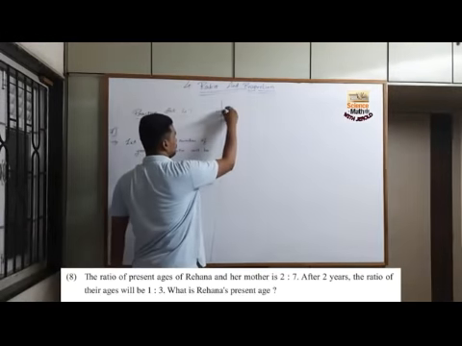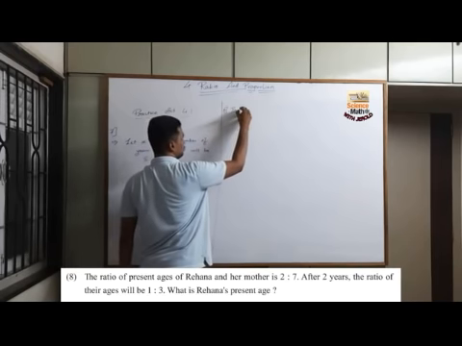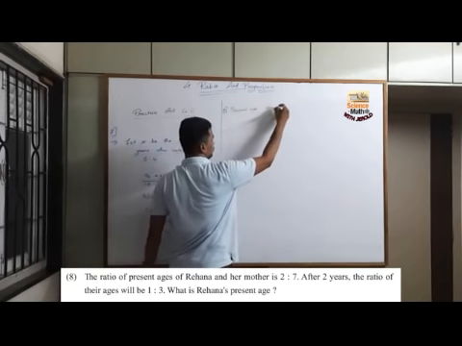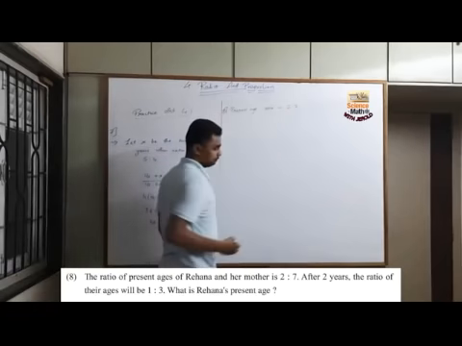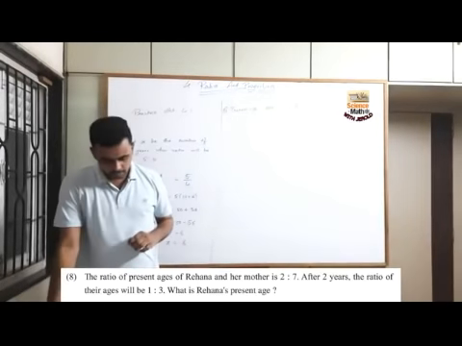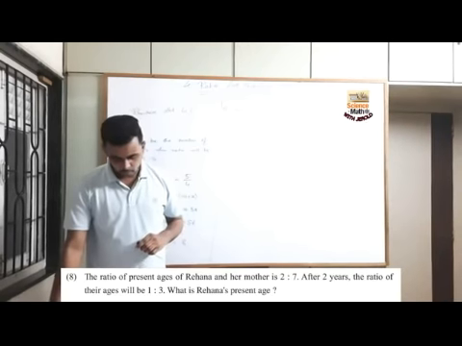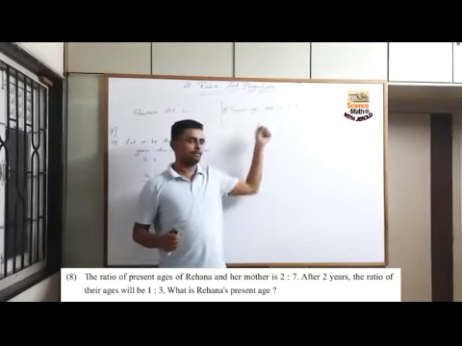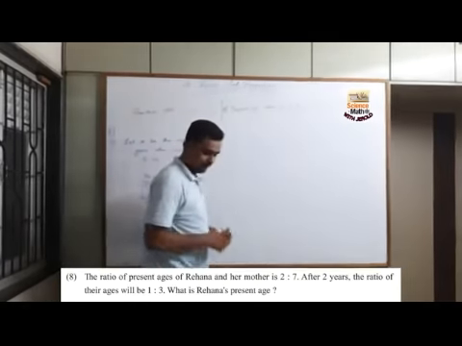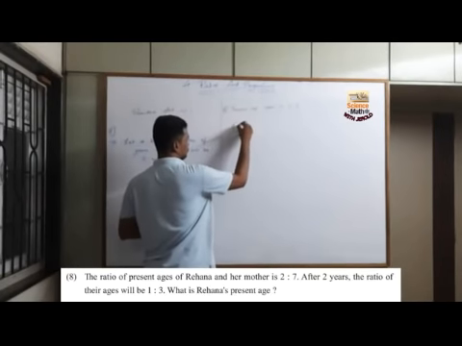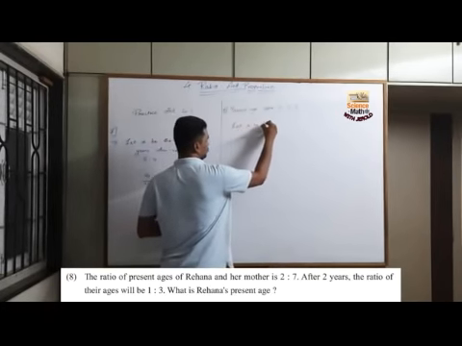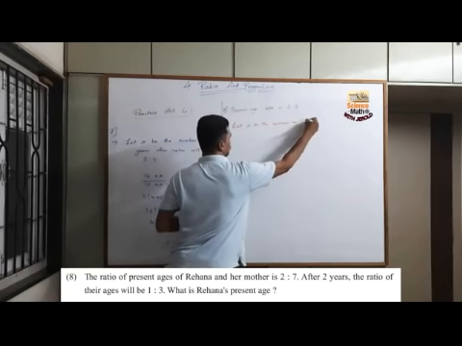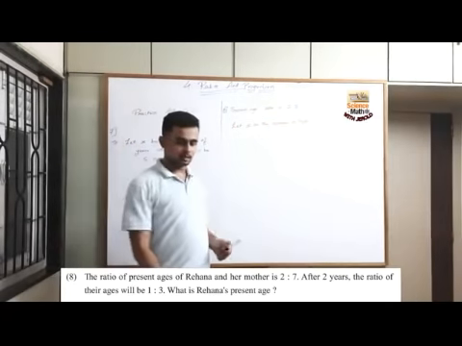So, let us see the 8th one. The present ages ratio is 2:7. After 2 years, the ratio of the ages will be 1:3. What is Rihanna's present age? Now, as you all know, when the ratio is given, we will first consider a common multiple. So let x be the common multiple.